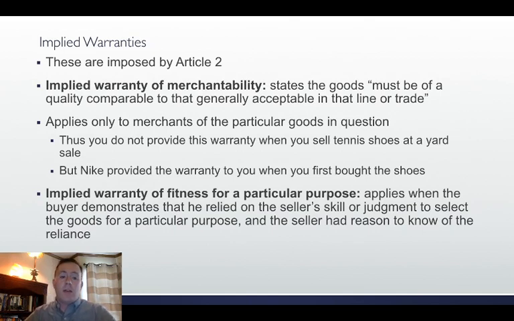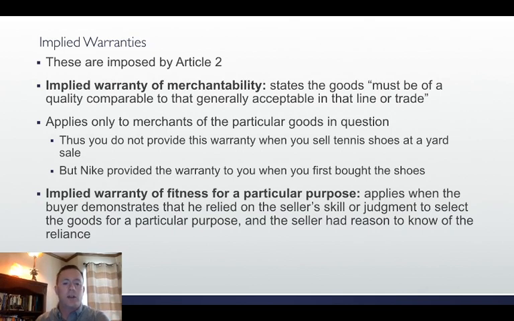Now, we also have, under the Uniform Commercial Code, some implied warranties that are implied by law, whether the seller adopts them or not. So whether you say these things or not, the law implies in every contract that these are representations that are being made by virtue of you selling products as a merchant.